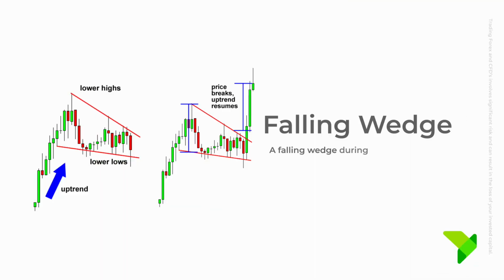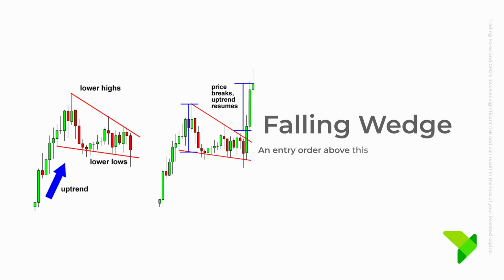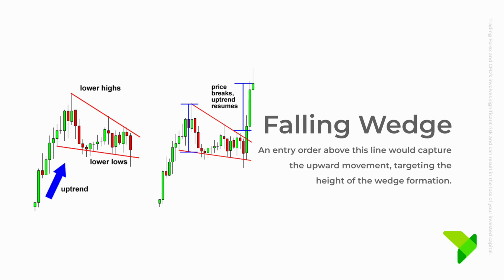A falling wedge during an uptrend signals a likely trend resumption. After consolidating post-rally, the price broke above the upper trend line and climbed higher. An entry order above this line would capture the upward movement, targeting the height of the wedge formation.